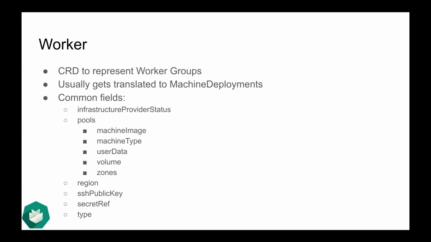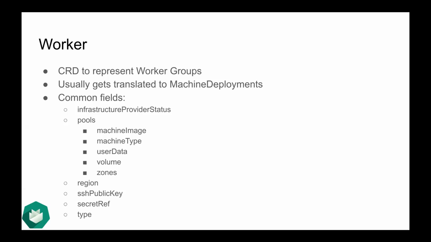We just translate them to machine deployments via some mapping. And the common fields that are in all the worker resources are the infrastructure provider status that closely links to the infrastructure resource we had before. The worker depends on the infrastructure to be correctly up to date, and once this is up to date, the provider status of the infrastructure is being copied into the worker resource, where then the worker reconciler can extract the required fields for its own reconciliation.